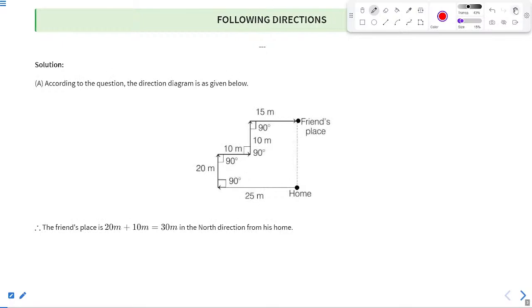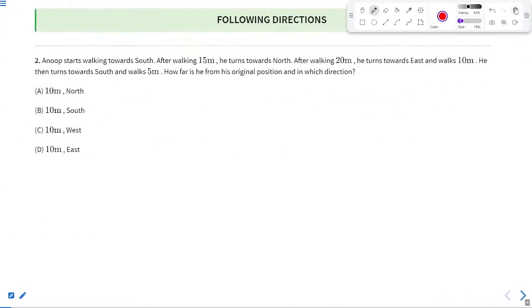A. Going to the directions given below: 25 west, 20 after 90 degree right, 10 90 degree right, 10 90 degree left, west 15 meters. So again 30 meters north.